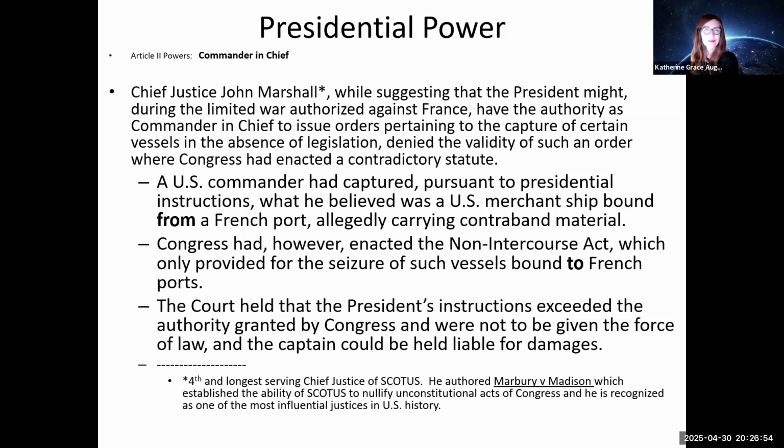All right. John Marshall suggested the president. Now, who's John Marshall? Any of you know? You remember? Chief Justice, I'm guessing.